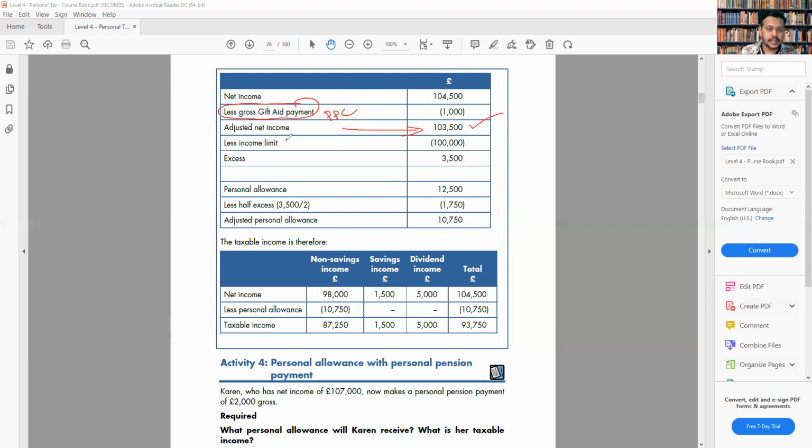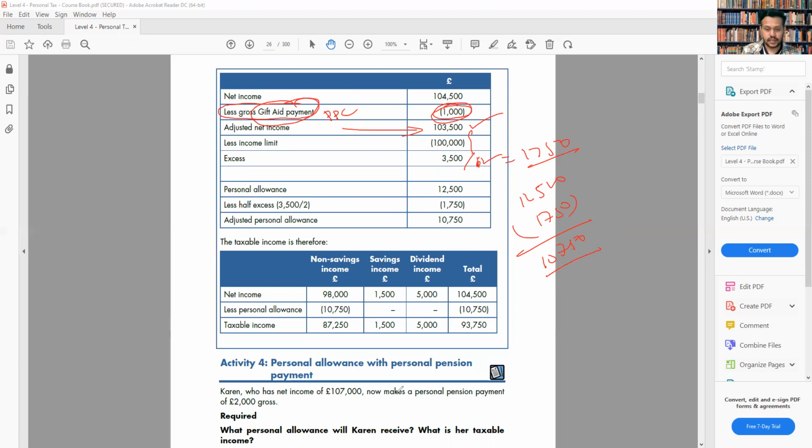And from there, we minus the excess limit, 100,000, find the difference, 3,500, divided by 2. It will give you 1,750. And this one will be minus from the personal allowance. So normally the personal allowance is 12,500 and we minus 1,750. We know why we minus 1,750, because if someone's income is more than 100,000, we have to find the difference, divide by 2, and it will reduce our personal allowance by this amount. The trick here is that 1,000 needs to be reduced because he made a gross contribution to the gift aid or personal pension contribution.